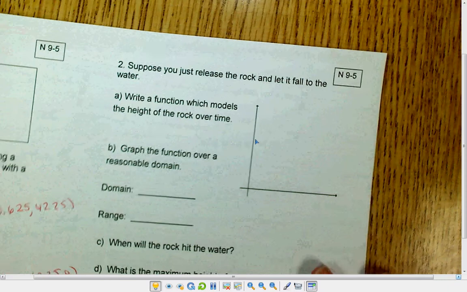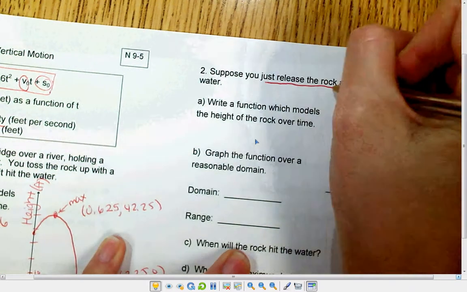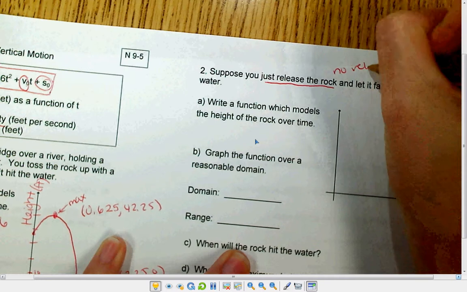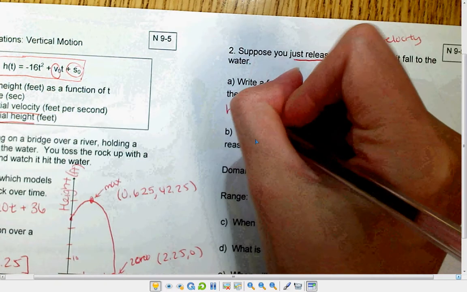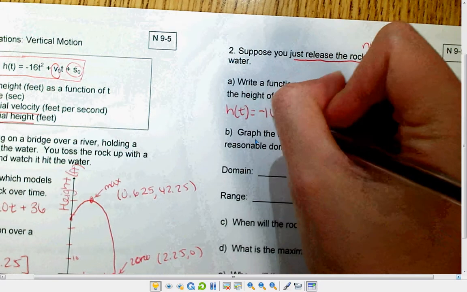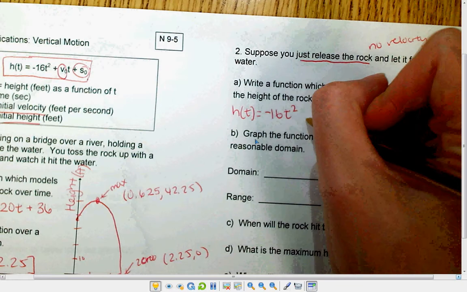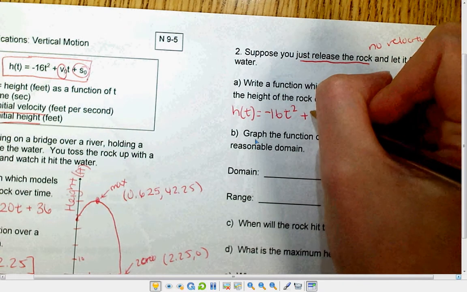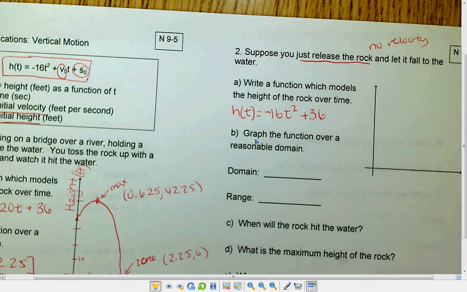Suppose you just release the rock and let it fall to the water. So this time, if we just release it, there's no velocity. So what happens is now our function doesn't have that v anymore. It still has negative 16t squared. But now there is no v. We're just going to go straight to plus 36. Because we're still standing on the same bridge, so we're using the same initial height from the last problem.